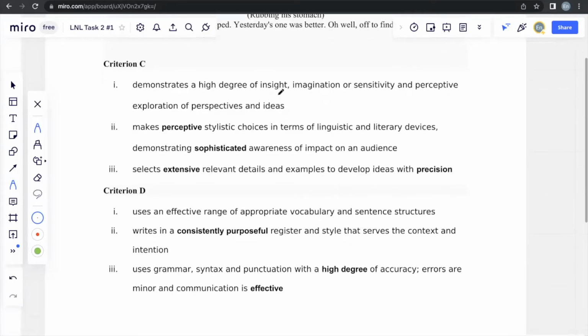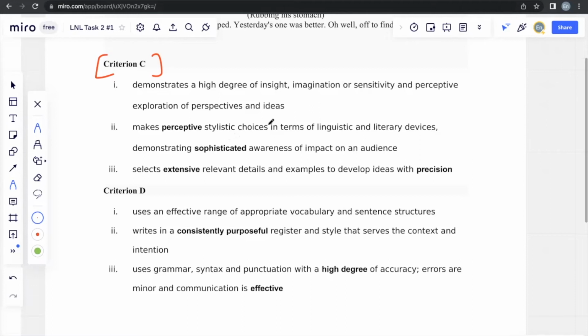But let's just go through a breakdown of how Criterion C and Criterion D work. Starting with Criterion C: demonstrates a high degree of insight, imagination, or sensitivity and perceptive exploration of perspectives and ideas. As mentioned, this entire task was about creativity and imagination. Whatever you do, it's important to have a storyline, ending, or any sort of story that the examiner cannot easily predict. It has to be something that the examiner can go, oh, at the very end, something that they didn't expect. It shows that you have a high sense of imagination that even the examiner themselves cannot predict.